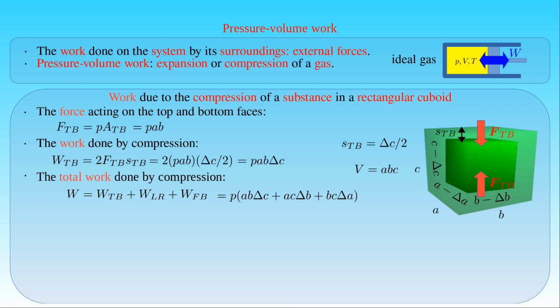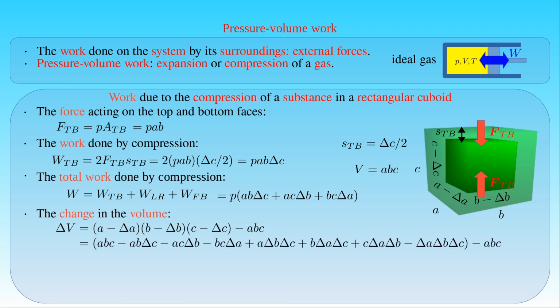We can also express the change delta V in the volume as the difference between the final volume and the initial volume of the region after and before the compression of the substance. That is, delta V is equal to (A minus delta A) times (B minus delta B) times (C minus delta C), minus A times B times C. If we multiply the terms in the parentheses and reorder them, we obtain A times B times C, minus the terms first order in the change of the linear size of the cuboid, plus the term second order in the change of the linear size of the cuboid, minus the term third order in the change of the linear size of the cuboid, minus A times B times C.